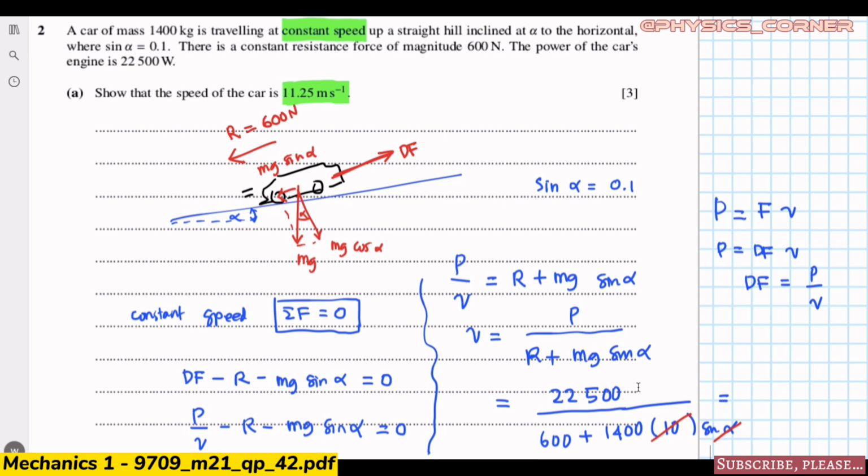Sorry, 2000. Yes, equals 11.25. Okay, this equals 11, oh sorry, 11.25 meters second minus 1. Yeah, that's it. Same, yeah. Profit. Okay.